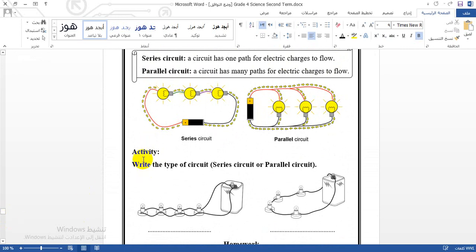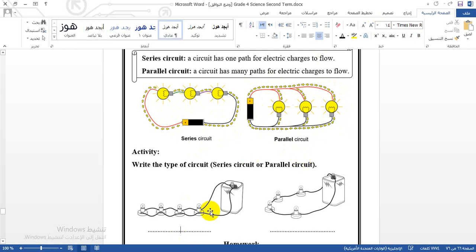First of all, they give you two scientific definitions, one for series circuits and one for parallel circuits. A series circuit has only one path for electric charge to flow. I told you this one. But what about the parallel? The parallel circuit has many paths for electric charge to flow. See, this is the first loop, the second loop, the third loop. Many paths, more than two. That's what I mean. Let's start to solve the activity here.